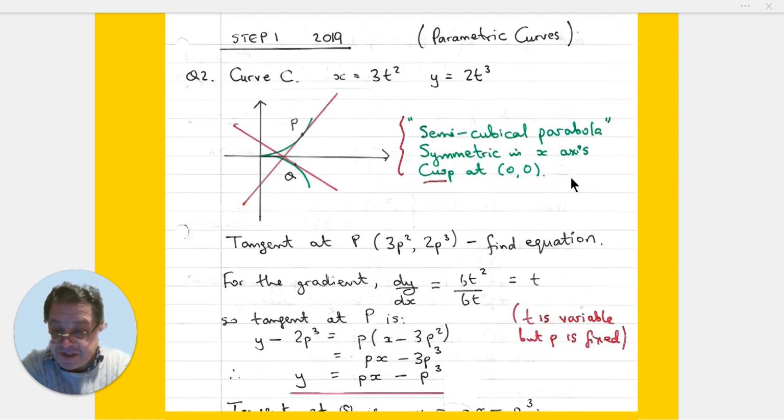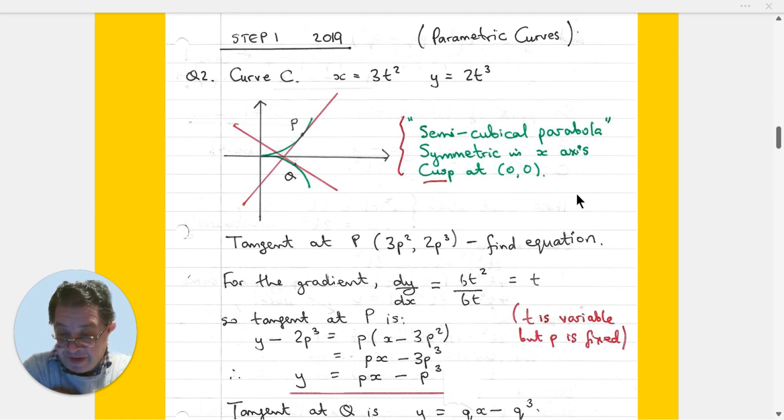So for the gradient, dy/dx working parametrically equals t. So the tangent at point P is y minus 2p cubed equals p times x minus 3p squared, which simplifies into y equals px take p cubed.